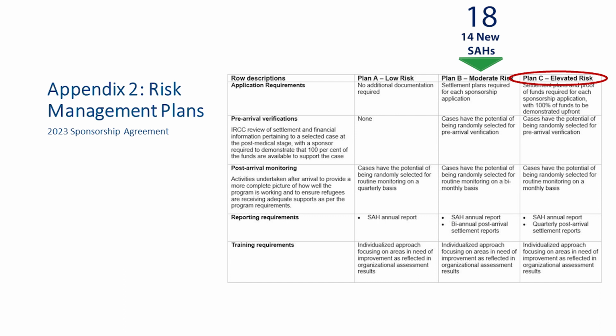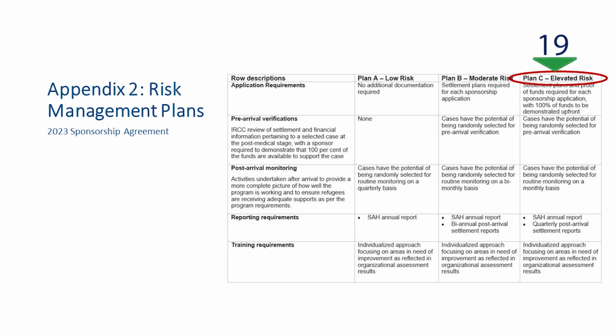2 of those 18 SARs in plan B were assessed based off their organizational assessment as being in plan B, and 2 SARs indicated to ISCC that they don't intend to submit any new sponsorship applications, but they will support their existing caseload, so they were placed into risk management plan B.